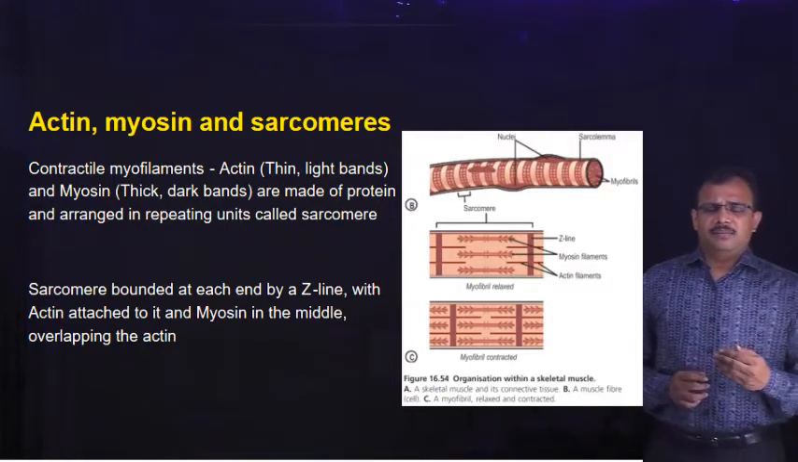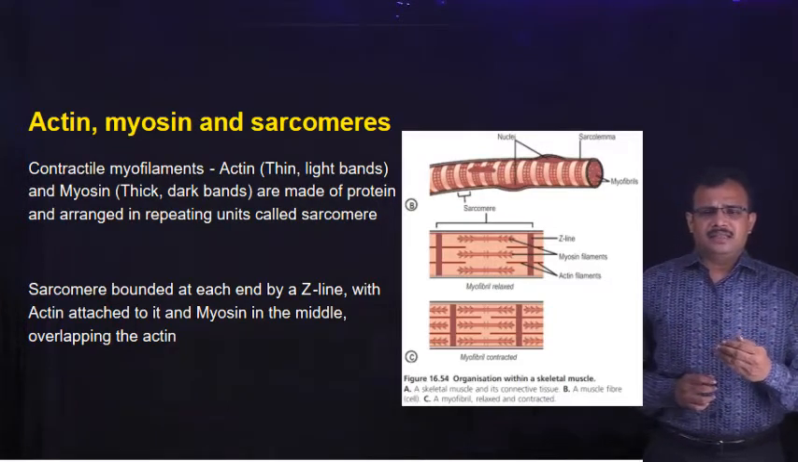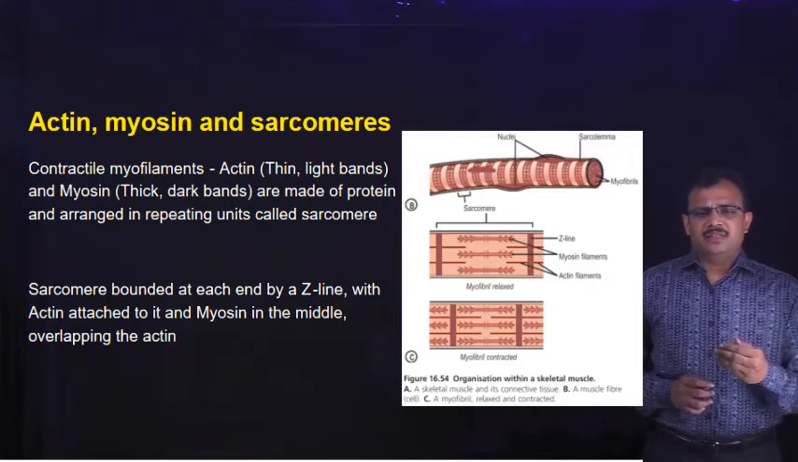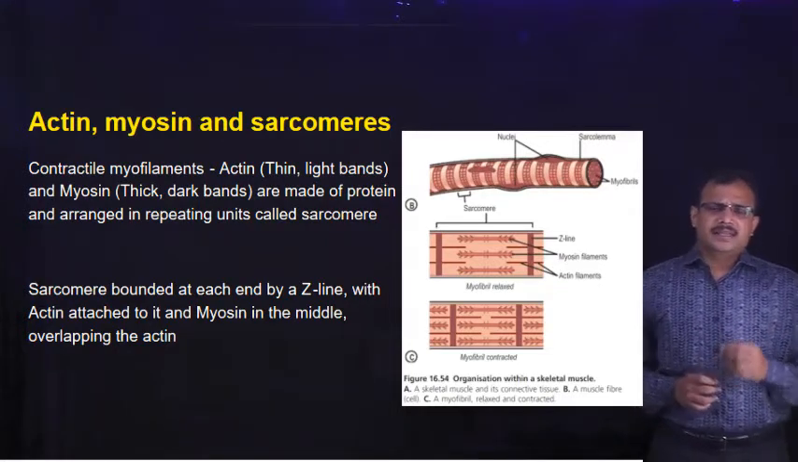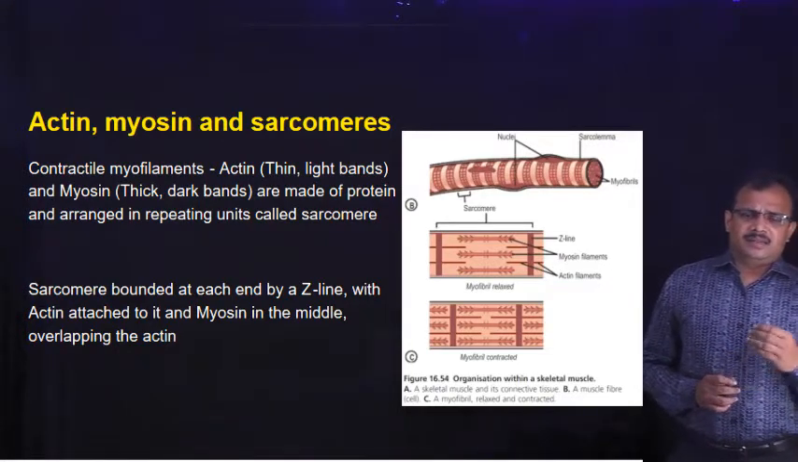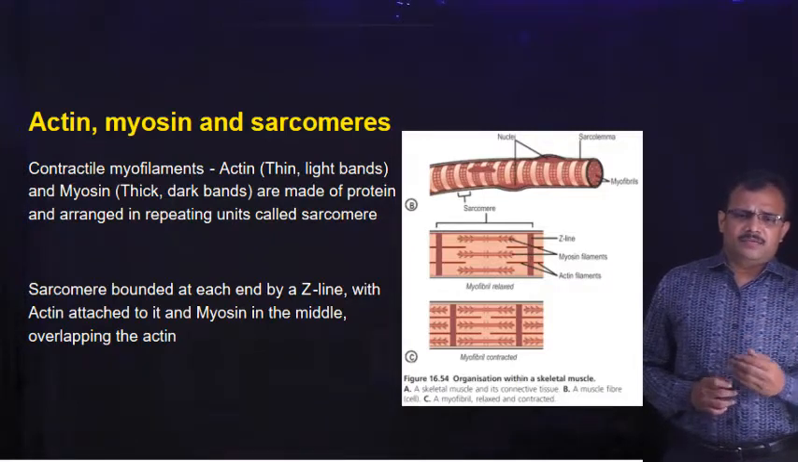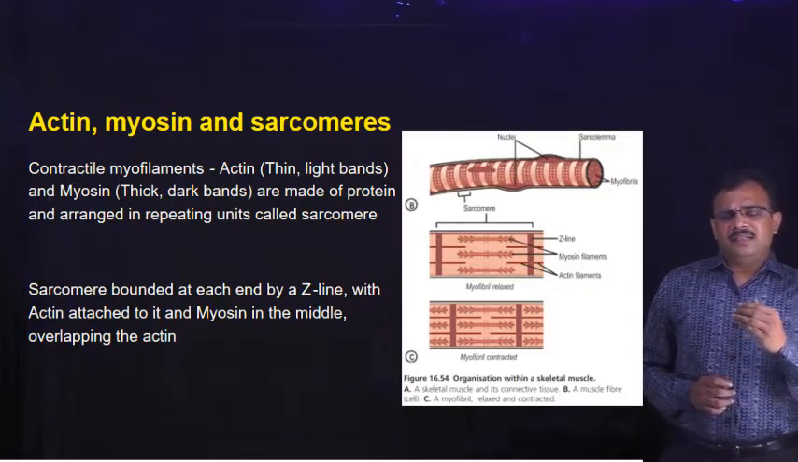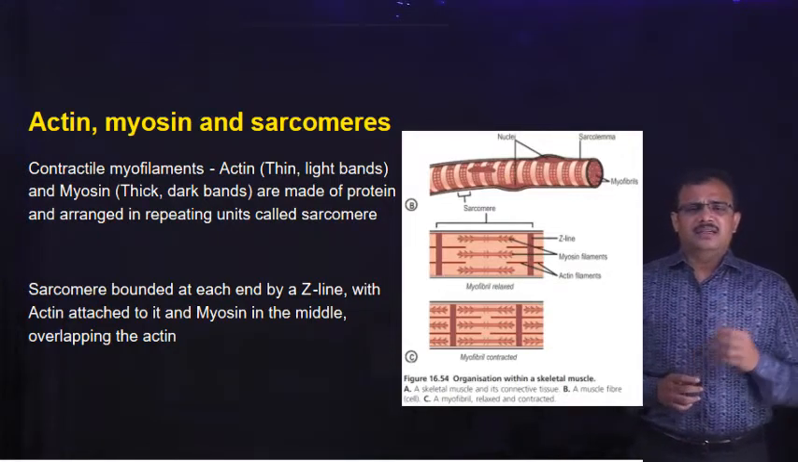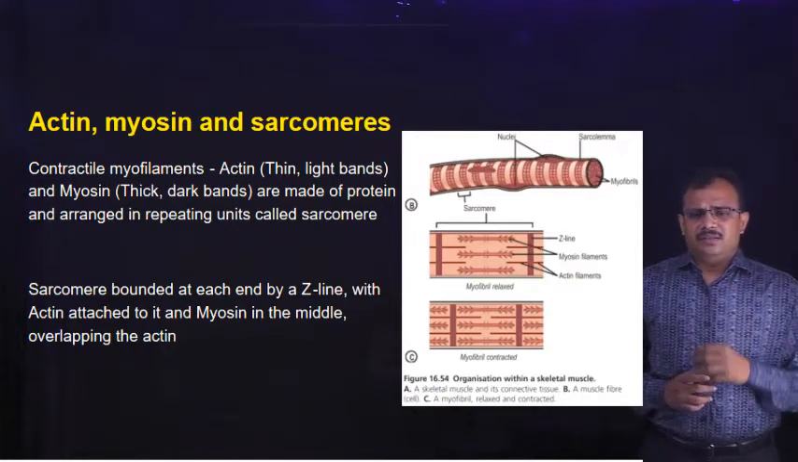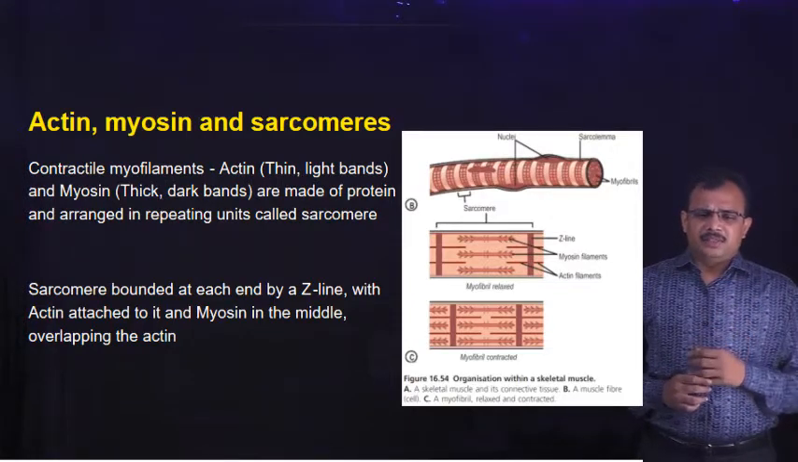The thin filaments give a light appearance, whereas the thick filaments give a dark appearance, as we have seen in the skeletal muscle cell. The dark and light bands are formed by these thin filaments and thick filaments. The actin gives thin filaments, and myosin forms the thick filaments.